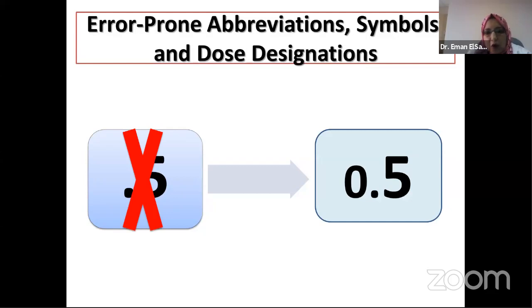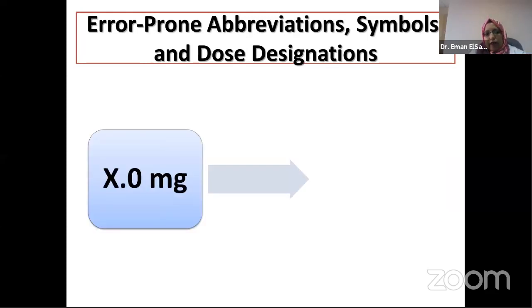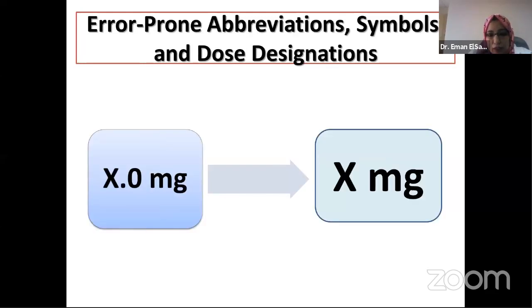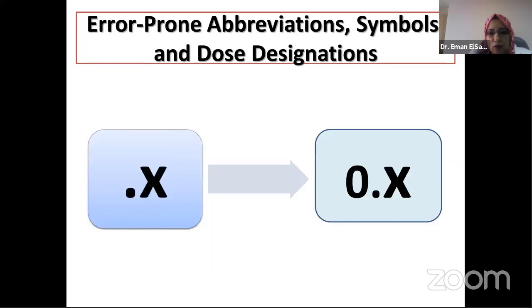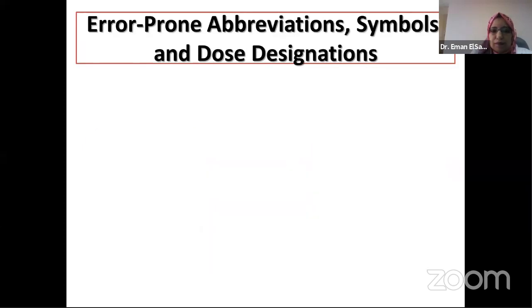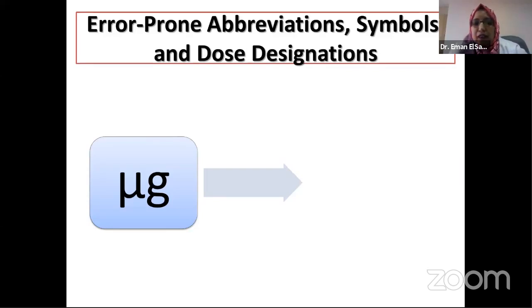0.5, the right way is 0.5. This is a leading zero. A leading zero is a must because if it's not written, the decimal point may not be clear at all, and instead of 0.5 milligram, it will be read as 5 milligram. So generally, no trailing zero, and always write the leading zero. For microgram, it could be confused and mistaken as milligram, which makes a thousandfold error.